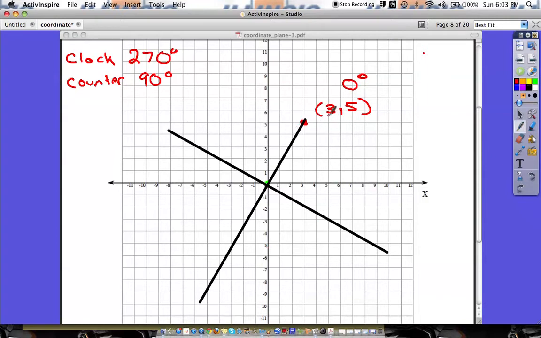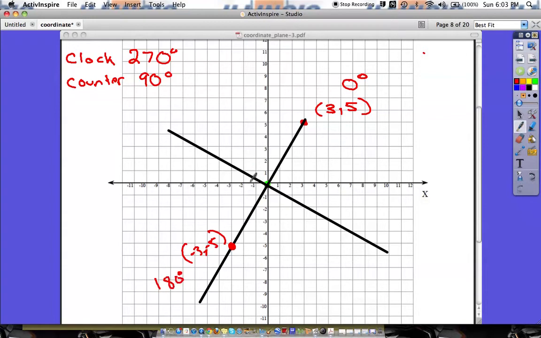So remember, we have to have the numbers 3 and 5 in here. So our point around here that's going to have 3 and 5 in it is going to be -3, -5, which is going to be right there. Okay, so that is -3, -5, and that would be 180 degrees because that's completely opposite.